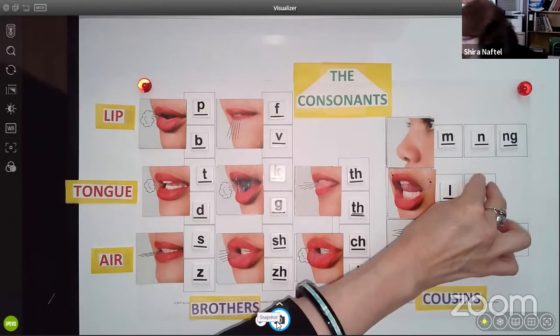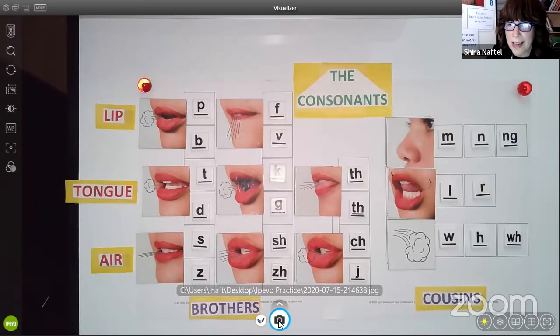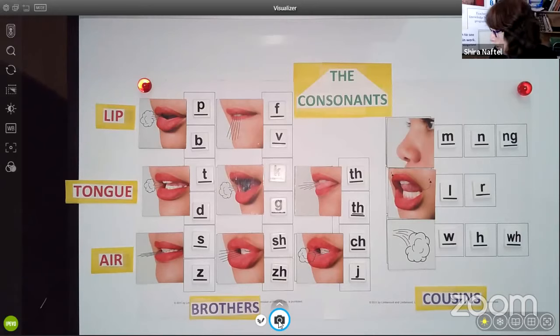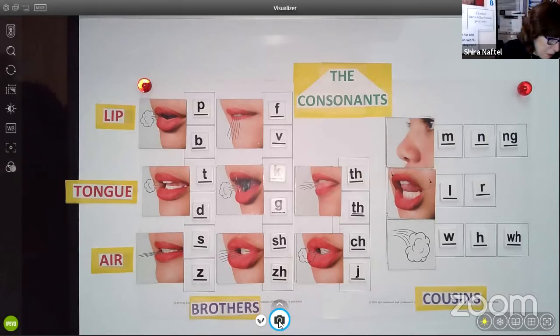These are the little tiles I have from Lindamood-Bell. They don't sell them anymore because now they do everything out of paper or something. But in the olden days, they used to do it. Okay, I took a picture for you all. So we've now completed our consonants, our brothers, and our cousins. But I want to add a teeny bit more, and we will finish on time.